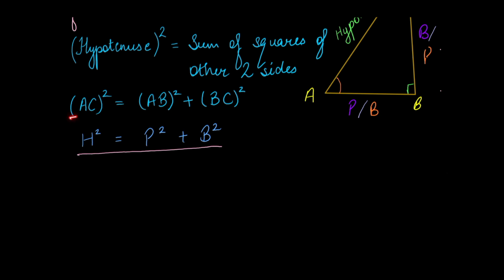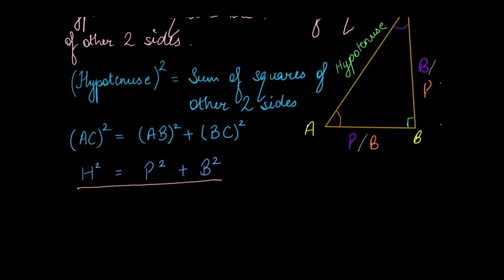Now this equation becomes overall as hypotenuse square is equal to sum of squares of the other two sides. That is, AC is the hypotenuse, so AC square, and the other two sides are AB and BC. So, AB square plus BC square. In short, it can be written as H square is equal to P square plus B square, where H is the hypotenuse, P is the perpendicular, B is the base. So, if we know any two sides of a right angle triangle, we can easily find the third side with the help of the Pythagoras theorem.